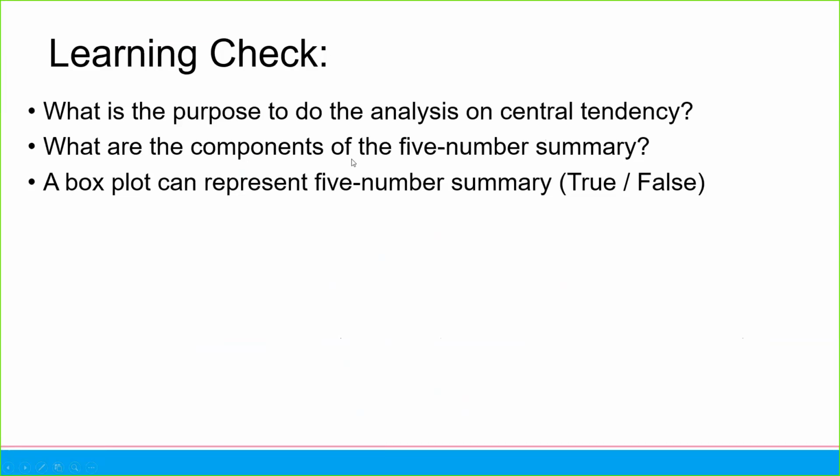What are the components of the 5-number summary? Minimum, Q1, median, Q3, and maximum. Those are the 5-number summary. A box plot can represent the 5-number summary. True or false? True. Yeah, this is a very easy question. Hopefully, you can review other facts.